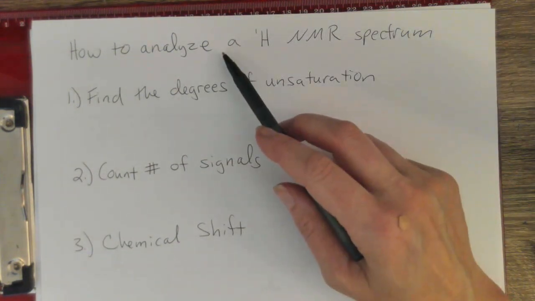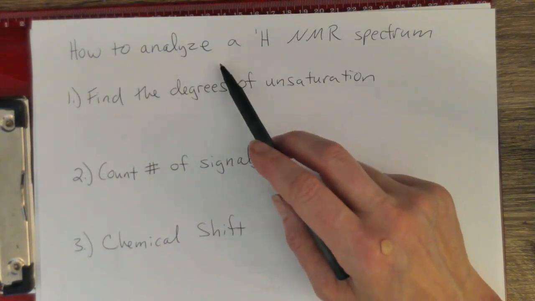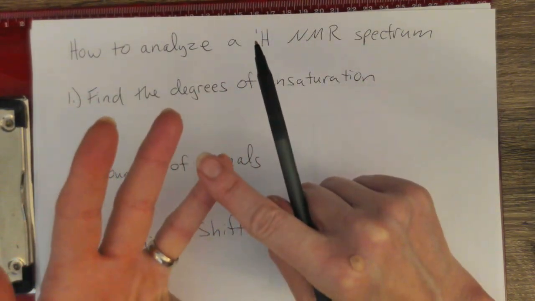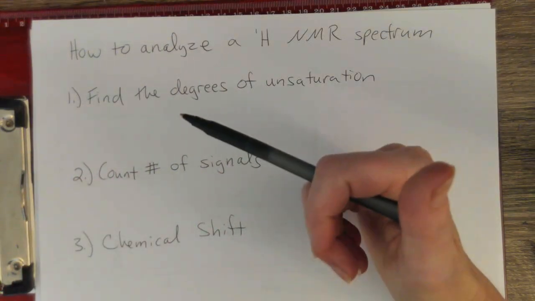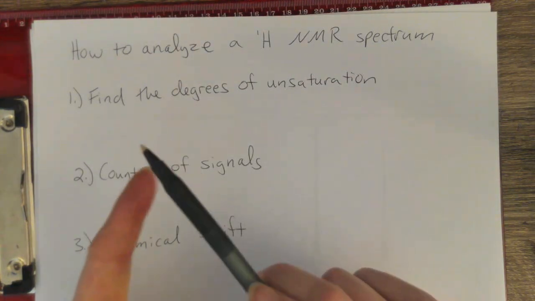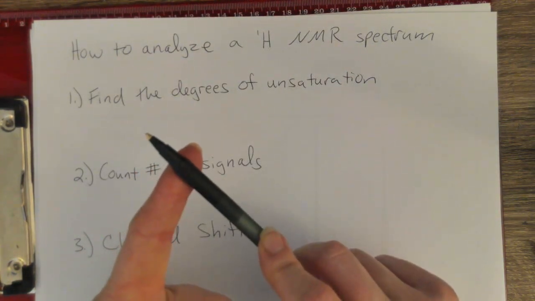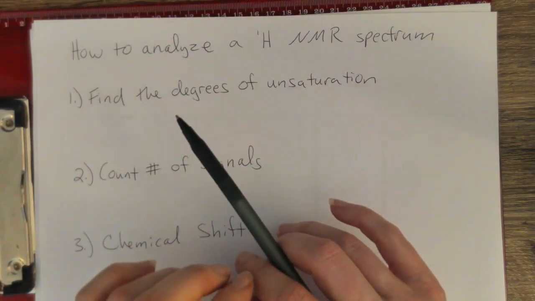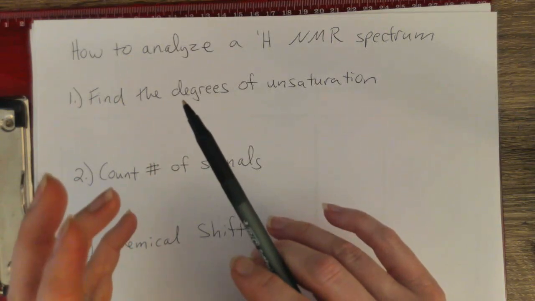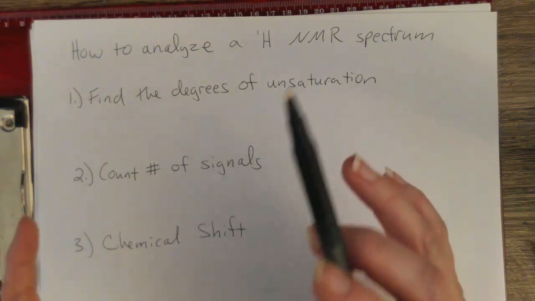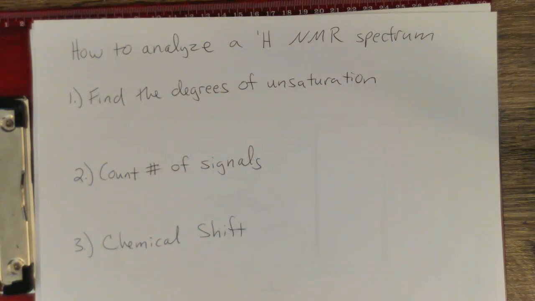So you need to be able to deduce the structure of an alkane, an alkyl halide, an ether, an alcohol, and an alkene based on its proton NMR spectrum. And you will be given the molecular formula. And I usually give you some other little tidbit about it, like this is an unsubstituted or monosubstituted alkene, or a secondary alkyl halide, something like that.